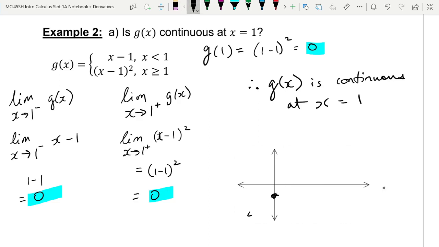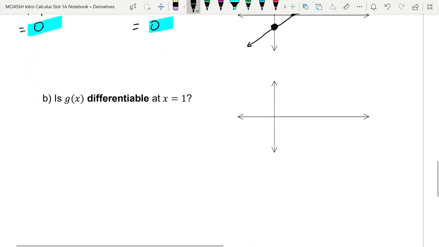Let's see. And then, there we go. I like that a little better. So now, it is continuous. Now, does that mean it is differentiable? Well, again, if it's differentiable, the slope has to exist. So let's see if we can find out if the slope exists.